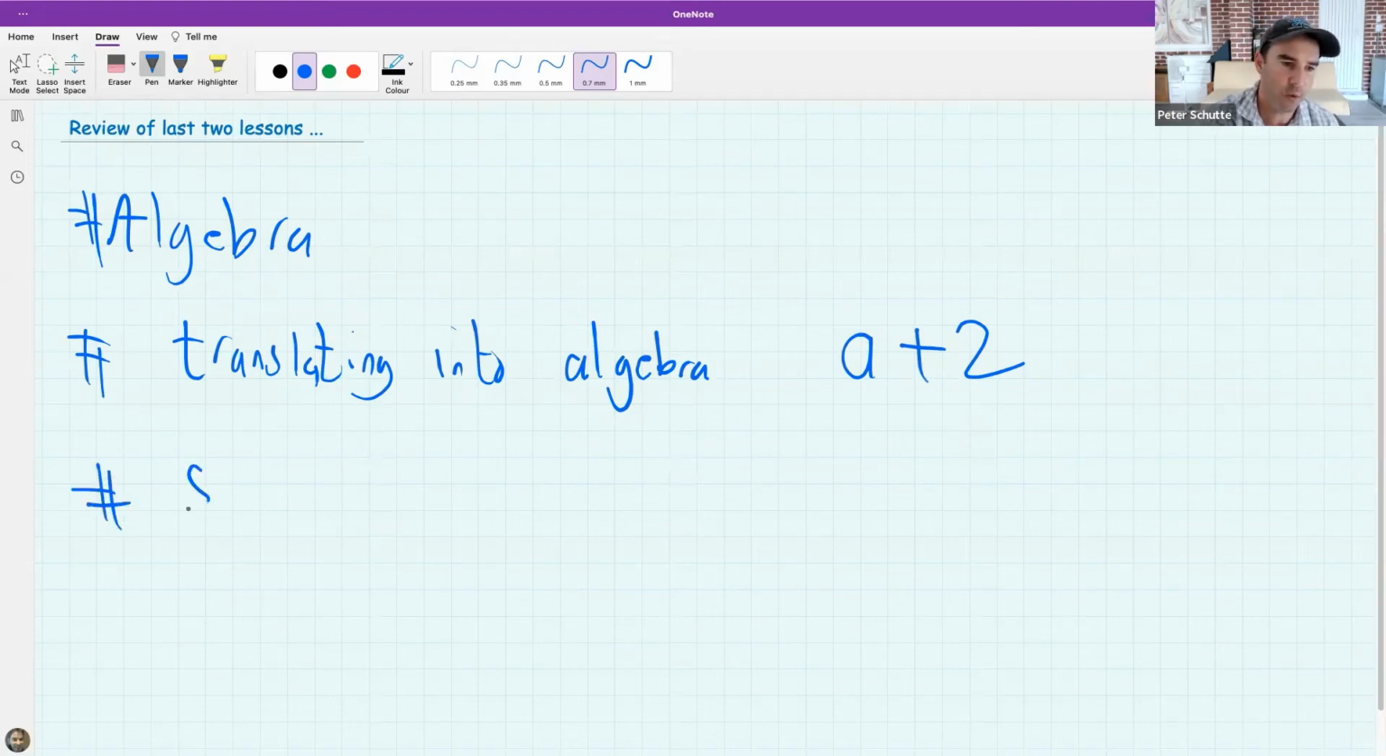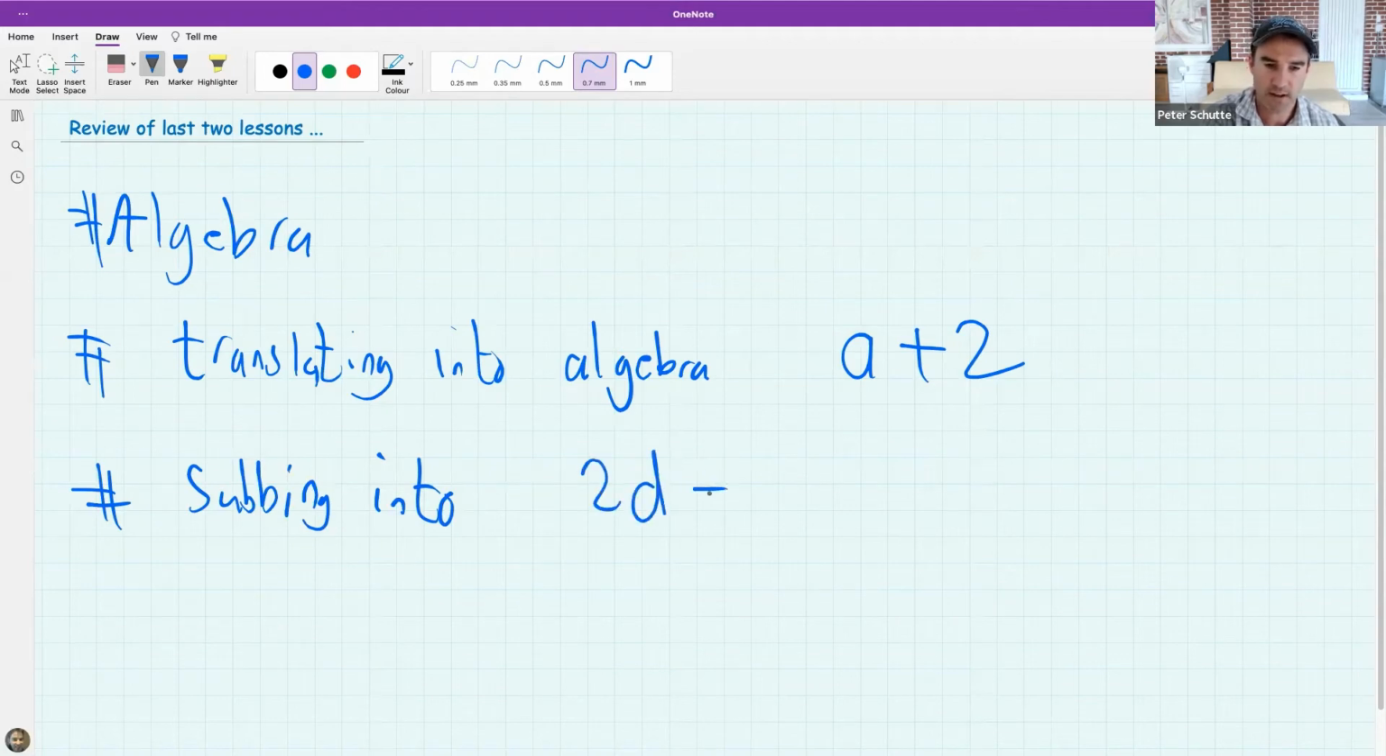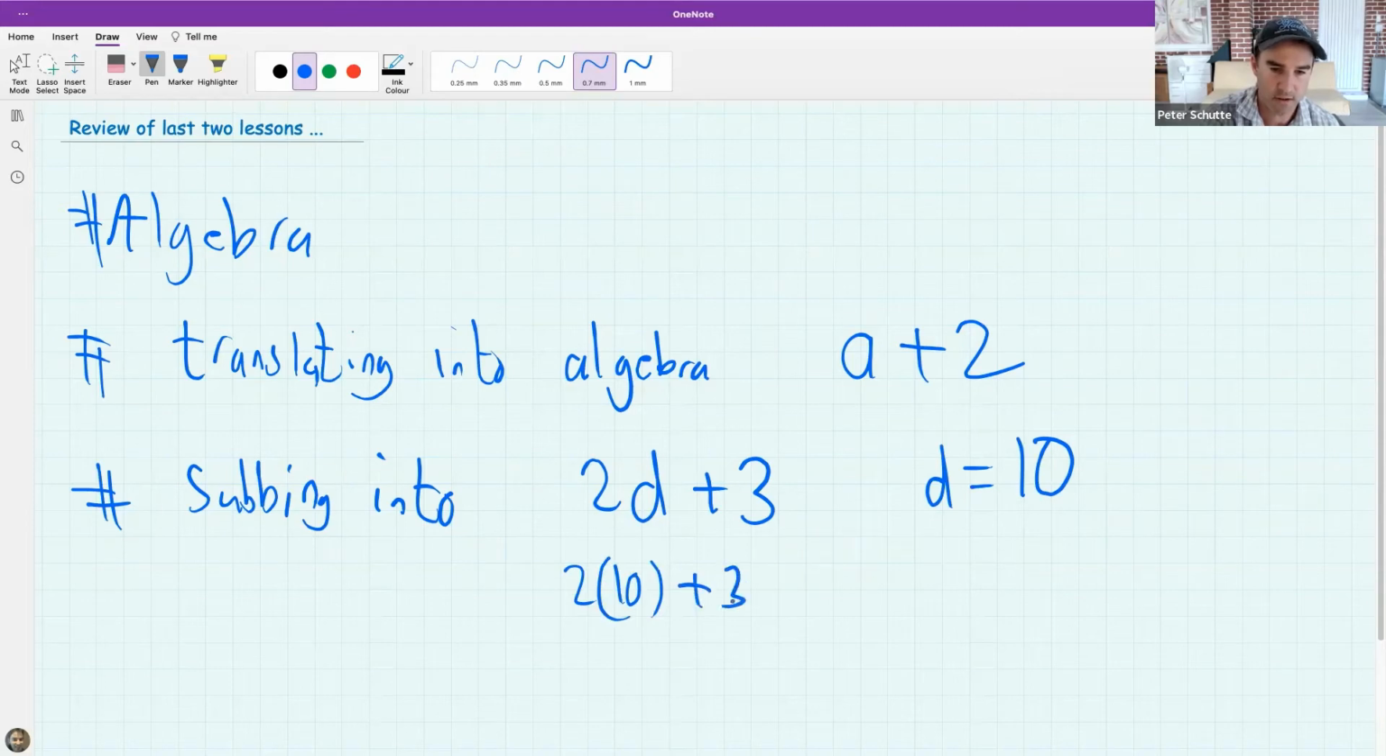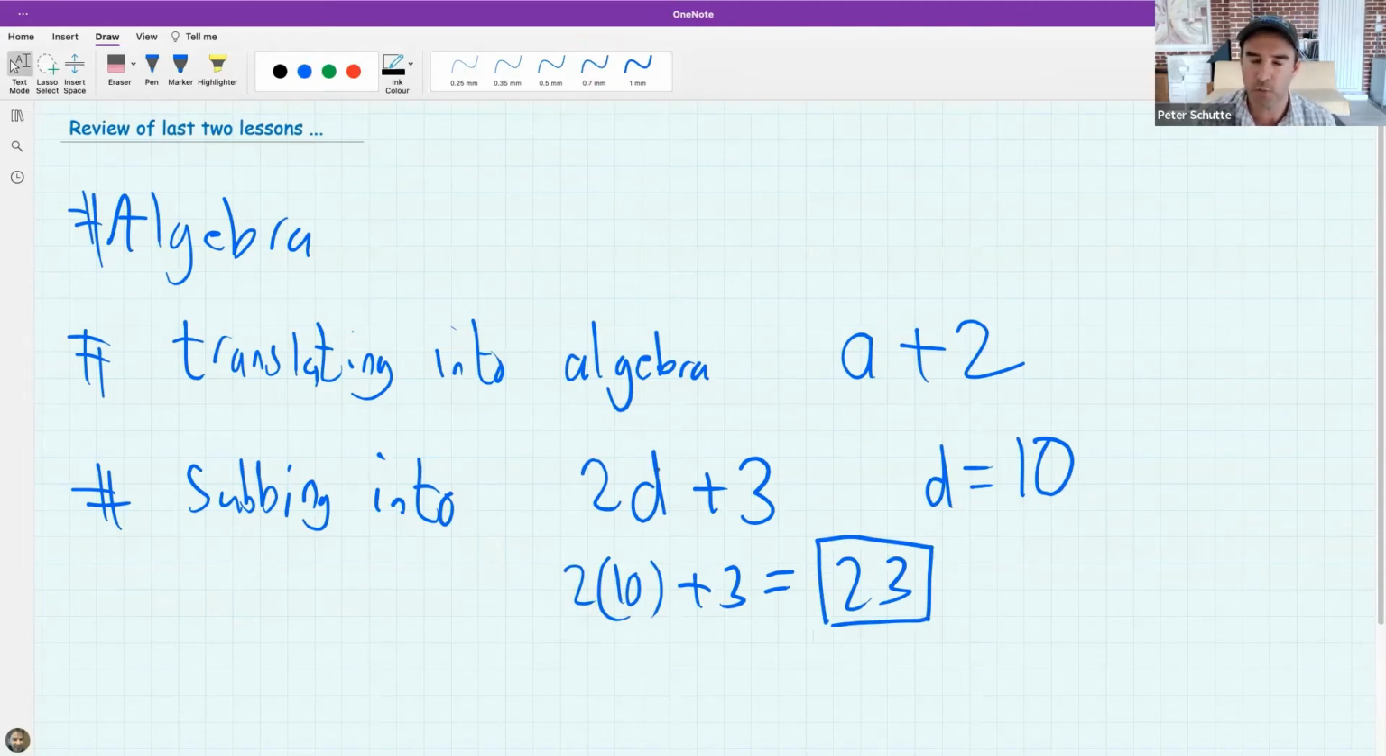The second lesson was about subbing into algebraic expressions. If I gave you an algebraic expression like this, and I said to you that d was 10, then you had to know that 2d literally means 2 times d, so 2 times 10, and sub that 10 in. And then the final answer you get was 23. So that was a quick review of what we did in the last 2 lessons.